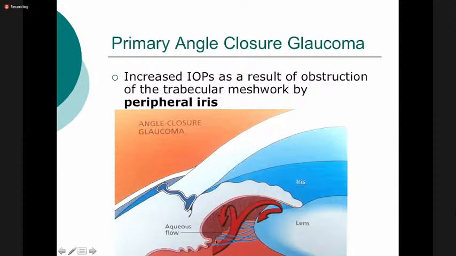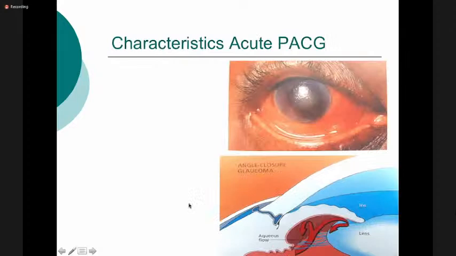So the aqueous is not able to flow from the posterior chamber through the pupil and into the anterior chamber. So it accumulates in the posterior chamber and the iris bulges forwards and occludes the trabecular meshwork, and no drainage takes place. So in angle closure, acute angle closure glaucoma, the pressures are very high, usually about 60.